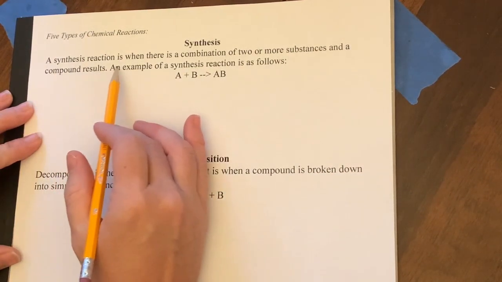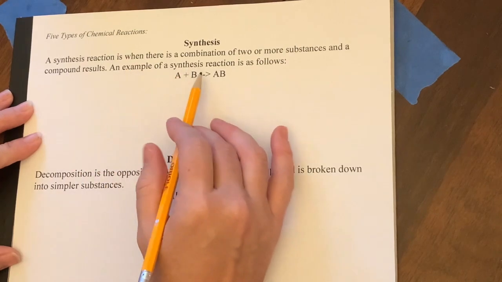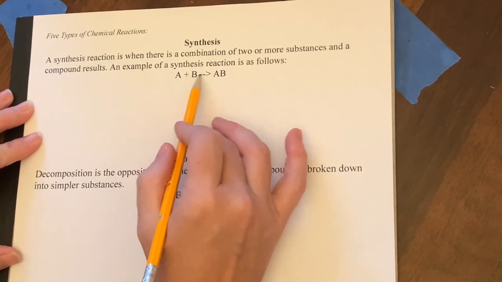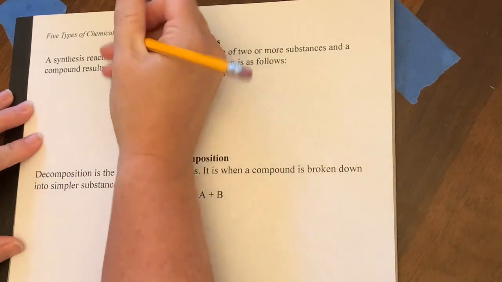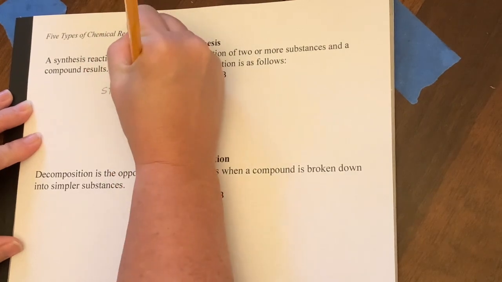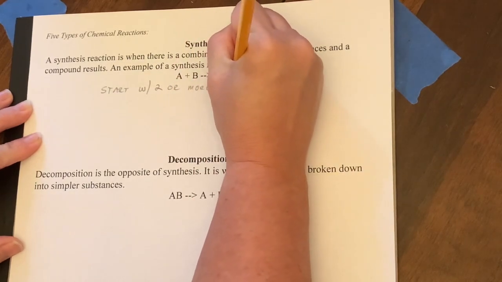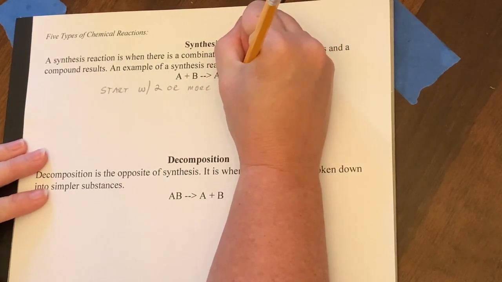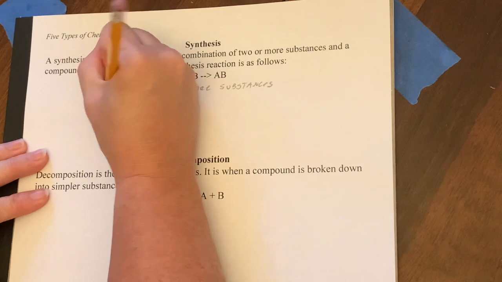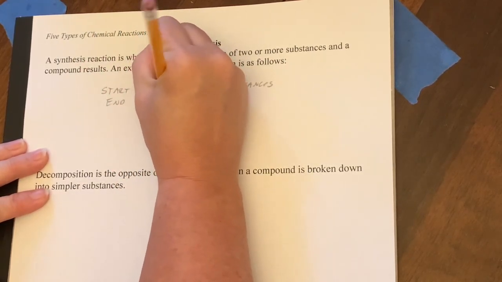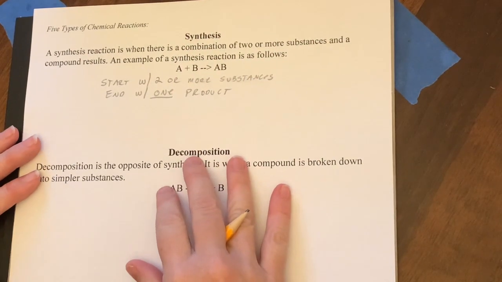A synthesis reaction is when there is a combination of 2 or more substances and a compound results. It's going to generally look like this. A plus B is yielding AB. Because you're going to start with 2 or more substances, and you will end with 1 product. That's what tells you you are dealing with a synthesis reaction.